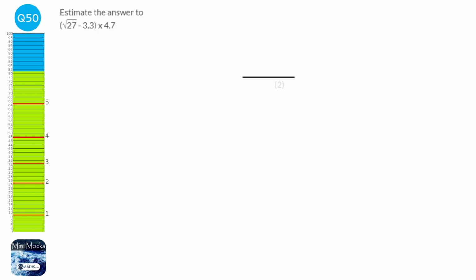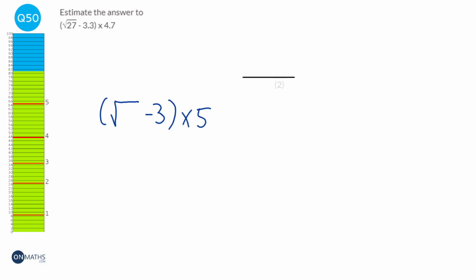When we estimate, we normally round to one significant figure. So what I'm going to do is just rewrite this question, but rounding everything to one significant figure. But I'm just going to miss out this square root for now. So 3.3 would just be 3, and 4.7 would just be 5. Now, the problem with this 27 is square rooting 27 is difficult, especially without a calculator, and estimating should be done without a calculator.